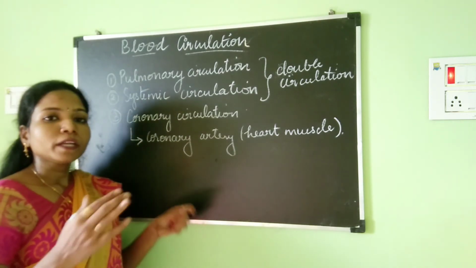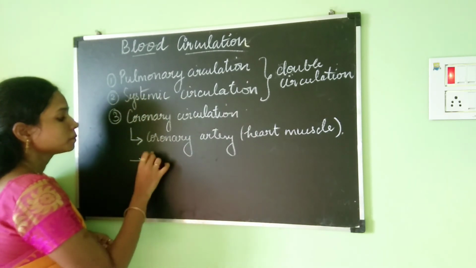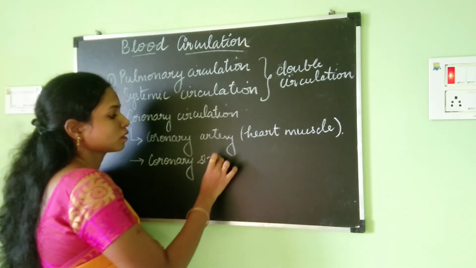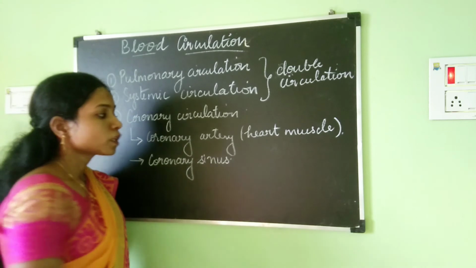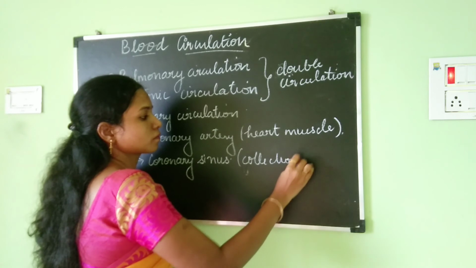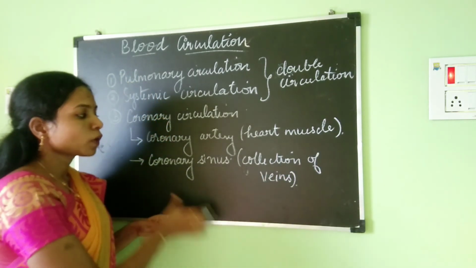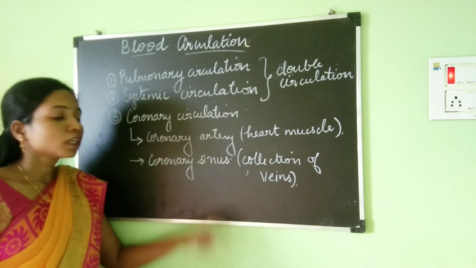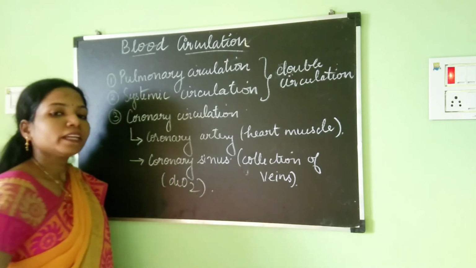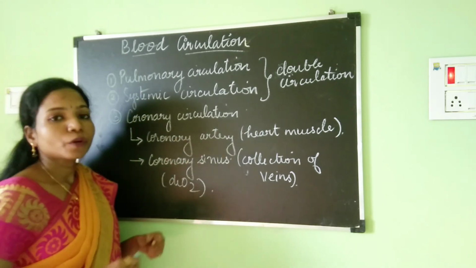Whatever deoxygenated blood is there in the heart muscles will be collected by the coronary sinus. The coronary sinus is a group of veins, a collection of veins. A collection of veins is known as coronary sinuses. So this coronary sinus will take the deoxygenated blood from the heart muscles and give it back to the heart for purification. So this is about coronary circulation.